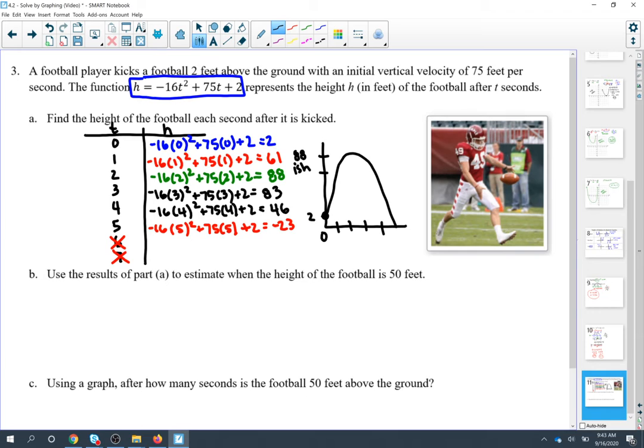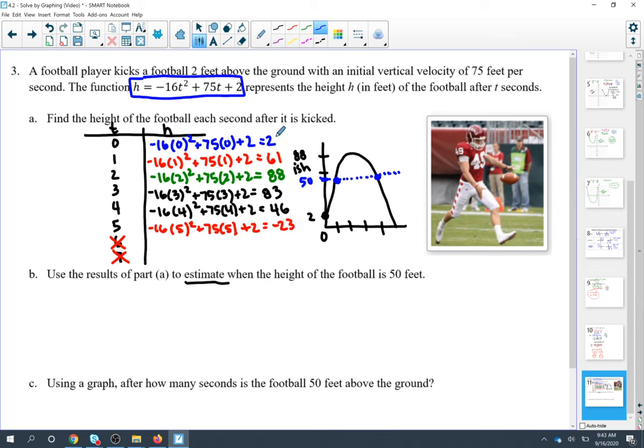Now, part B says use the results of part A to estimate when the height of the football is 50 feet. Okay, well, if 88 is kind of up here, 50 is probably, I don't know, like somewhere in here. And I want to know when the football was 50 feet in the air. Well, that was maybe like right here, and maybe like right here. So let's go back and look at our values. Where in this set of values would 50 feet be?